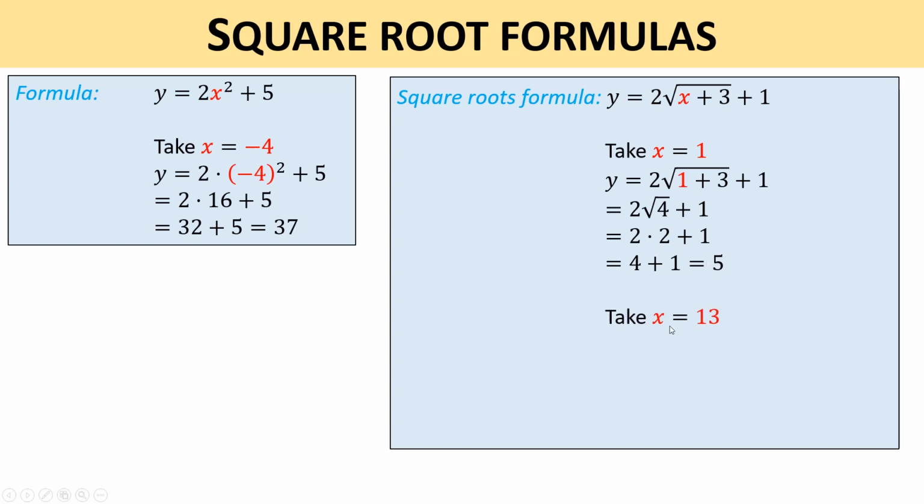Another example, take x is 13. So then our calculation looks like this. Under the square root, we have to calculate 13 plus 3, which is 16. So our calculation becomes 2 times the square root of 16 plus 1. Take the square root of 16, that is 4. So it becomes 2 times 4 plus 1, is 8 plus 1, is 9. So if we have a value for x, we can replace x by that value and calculate the resulting y value just as we are used to.